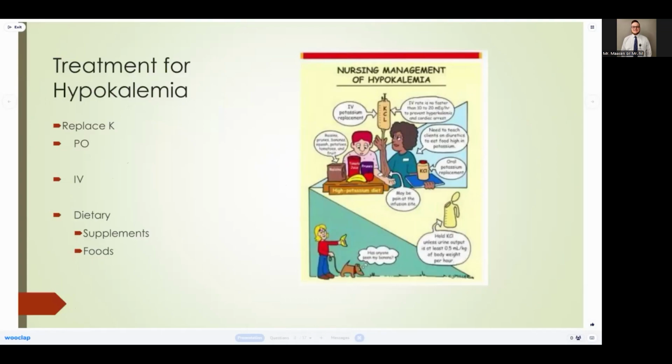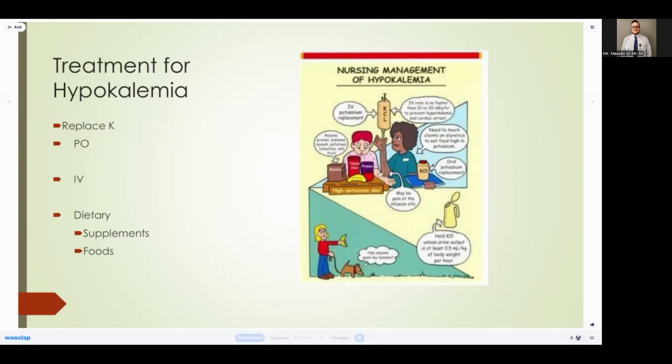How do we treat it? Well, we're going to replace it. You can do oral, depending on the patient's swallowing status, that sort of thing. IV replacement is a possibility with potassium, but there are some things to think about with that. The rate has to be slow. It's going to burn at the IV site, but we can do food. We can replace potassium with just tablets.